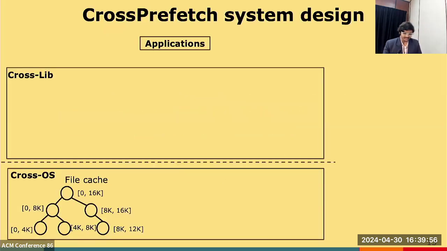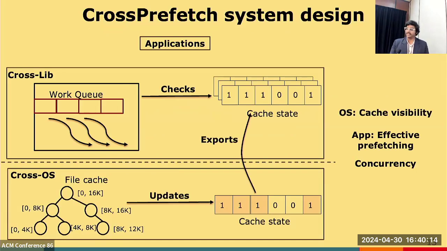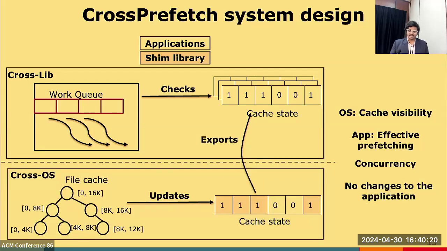So let's look at how the design looks now. Again, it is a cross-layer approach. You have two portions of the implementation, the cross-lib and the cross-OS. The operating system is responsible for providing the cache visibility to the application space, and the user space uses that to effectively prefetch. Now, CrossPrefetch requires no changes to the application because all the interface changes are actually handled by a runtime library transparently. Let me go through these design aspects in depth.